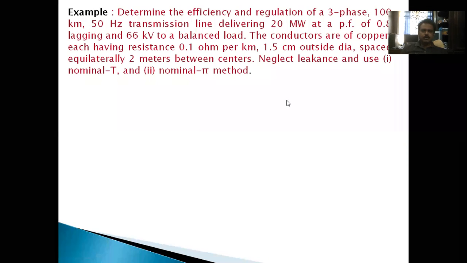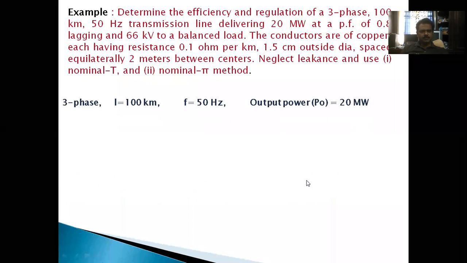The conductors are of copper, each having resistance 0.1 ohm per kilometer and 1.5 outside diameter, spaced equilaterally 2 meters between centers. Neglecting leakance and using the nominal pi model, we have to find out the efficiency and regulation.